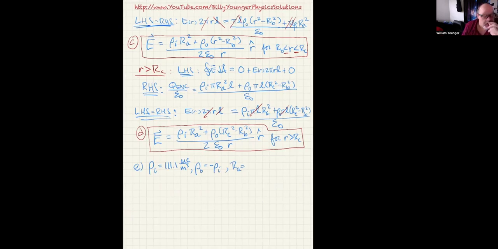3 centimeters, but in this case, I'm going to call it 0.0300 meters. RB is 0.0400 meters. And RC was 0.0500 meters. So if we look at part D first, you'll see something interesting.